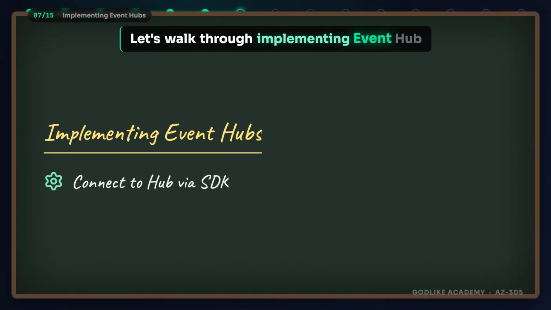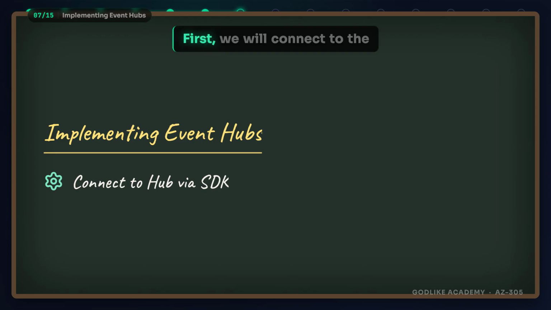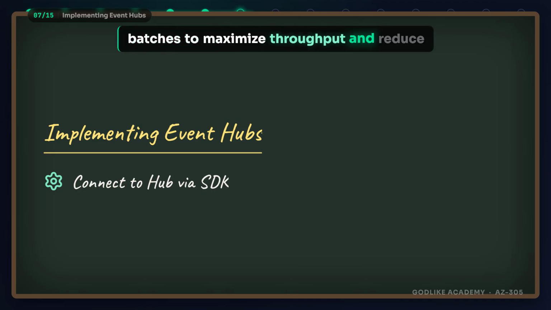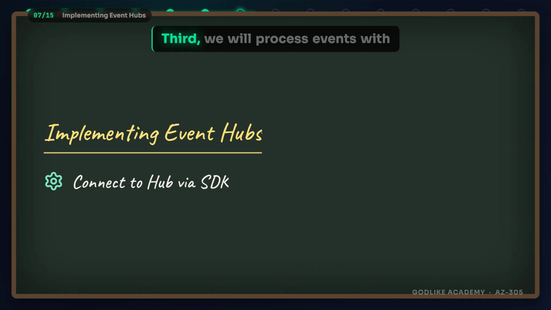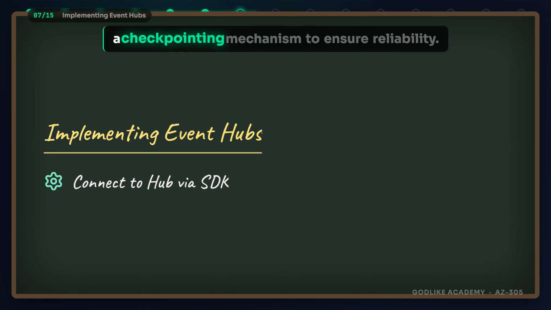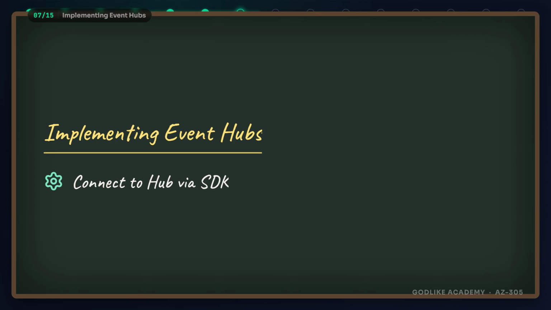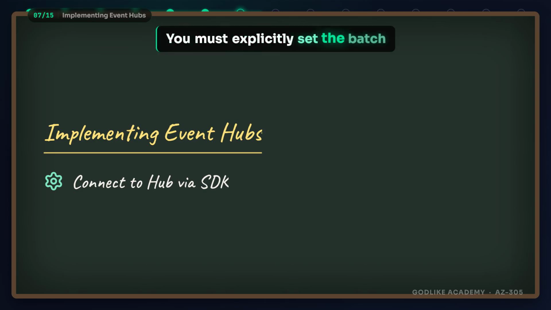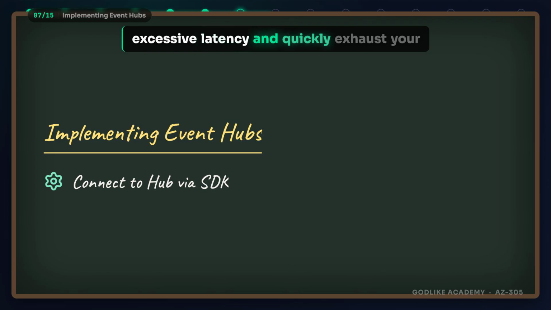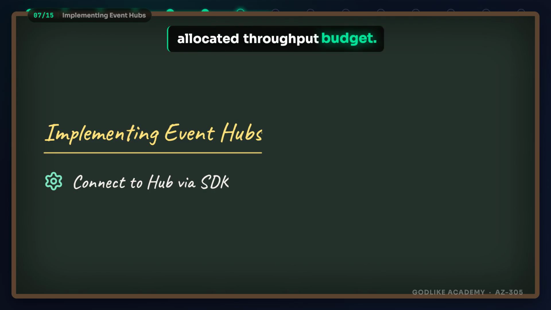Let's walk through implementing Event Hubs step by step. First, we will connect to the hub using the SDK and configure the connection string. Second, we will send data in batches to maximize throughput and reduce overhead. Third, we will process events with a checkpointing mechanism to ensure reliability. You must explicitly set the batch size parameter to at least 100 items before calling the send method. Otherwise, your network calls will generate excessive latency and quickly exhaust your allocated throughput budget.